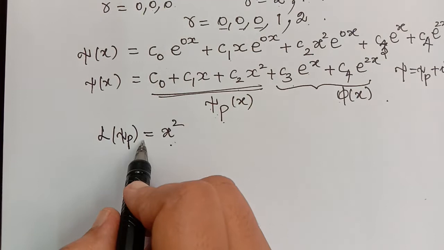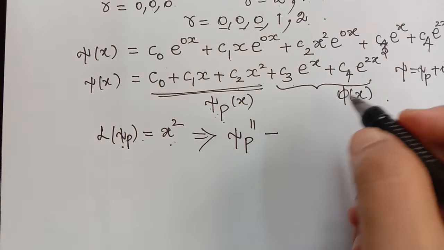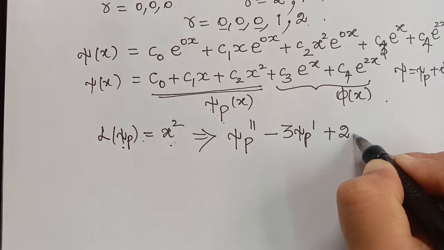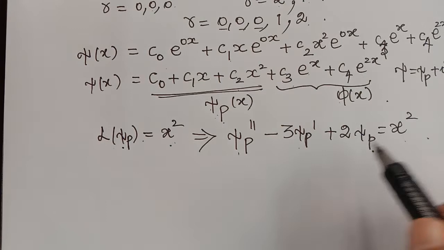So if it satisfies this, which implies, what is L of y actually? y double dash minus 3 y dash plus 2 y. So instead of y, xi p double dash minus 3 xi p dash plus 2 xi p is equal to x square. Now let us find xi p double dash, xi p dash, and we shall substitute all that here, and we can compare the coefficients on both the sides, and we can eliminate the constants c0, c1 and c2.